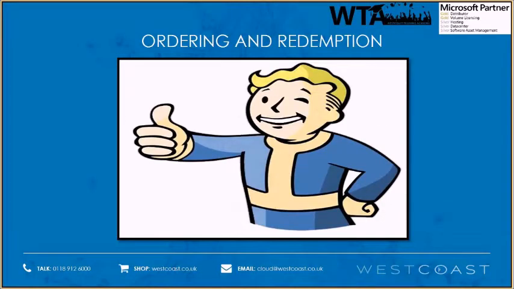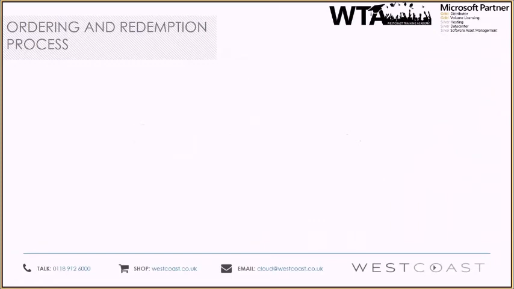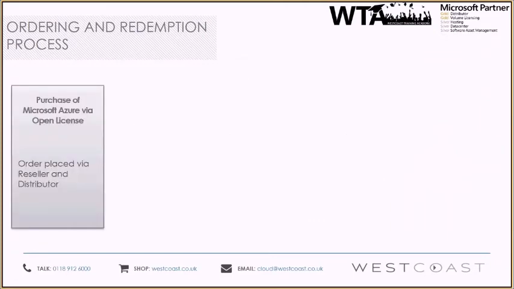So, on to the next, ordering redemption side. The ordering and redemption. Now, let's go with open licensing first, why not? So, let's just say we've had a conversation about how many Azure credits you need for a certain project. So I've told you you need, I don't know, say 12 credits. And what you do is you would then send me a PO, or Westcoast a PO, your account manager, for those 12 credits under the SKU 5S2-00003. We then place that order through your Westcoast account.